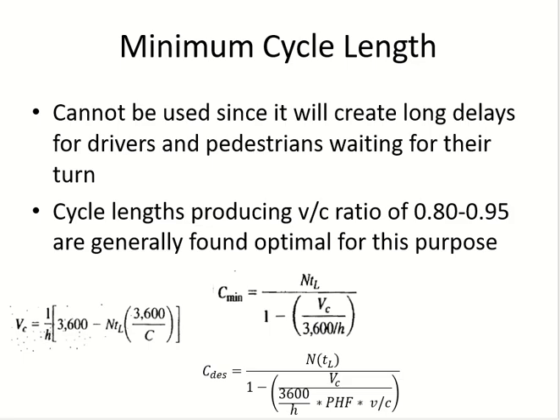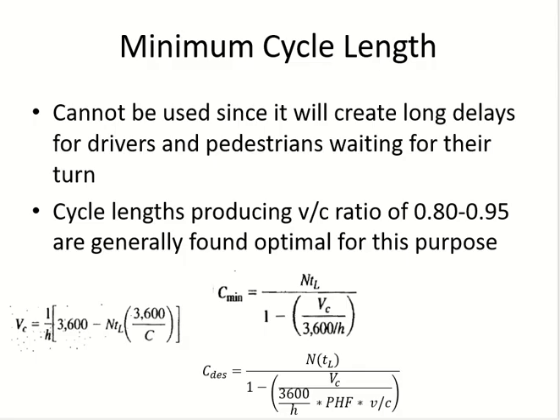So my desirable cycle length is 77.4 seconds. Okay, and not too much. In the end, you will round it off, right? In the end, we will round it off. Okay, so we can round it off to 80.